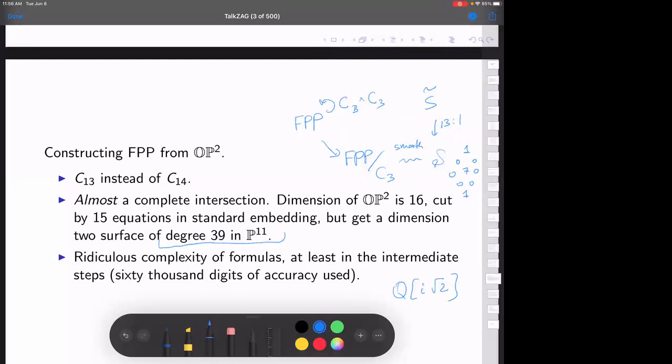And then we computed it, but it just gets complicated. So some 60,000 digits of accuracy had to be used. At the end, the equations probably are a couple hundred digits long. This is not so bad. The intermediate steps could be 1,000 digits long. There are all sorts of questions about this whole story. How do you make equations nice? I don't know if there's any algorithm, really don't.